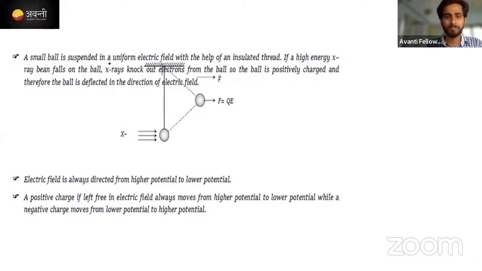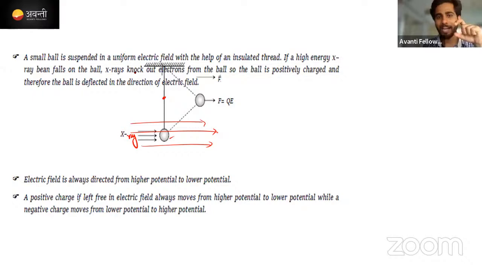Here is a concept, look: a small ball is suspended in a uniform electric field. I'll draw it here, this is a uniform electric field. This ball is suspended with the help of an insulating thread. If a high energy X-ray beam falls on the ball, the X-ray will come and fall on the ball. The X-ray knocks out the electron from the ball, and so the ball becomes positively charged, and therefore the ball is deflected in the direction of the electric field.